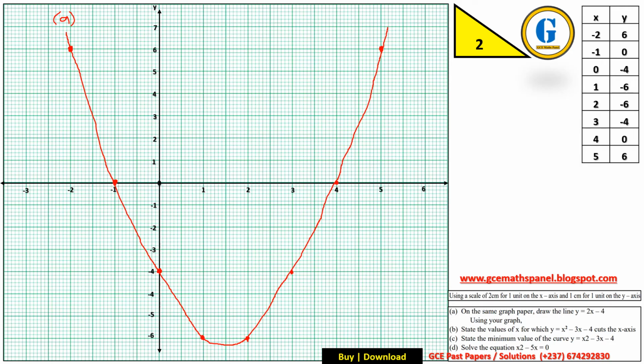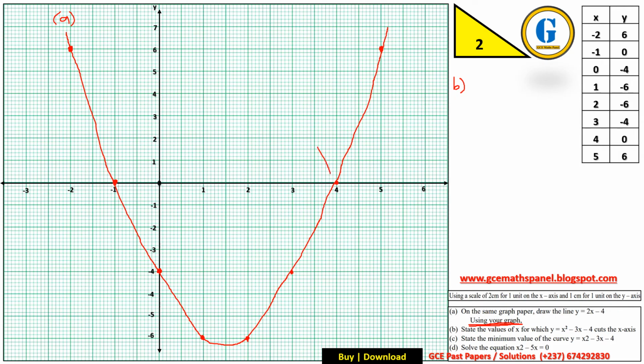using your graph, the instruction is that we have to use our graph to answer all the remaining parts. You can see B, C, and D. So we're using our graph to answer B, C, and D. So for B, state the values of x for which y equals x squared minus 3x minus 4 cuts the x-axis. Okay, what are those values?